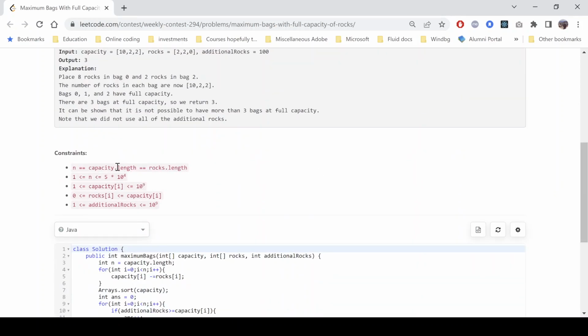The constraints say that obviously the capacity length and the rocks length will be the same, because they denote the same number of bags, which can be up to 5 into 10 raised to power 4, and the capacity of I can go up to 10 raised to the power 9. The number of rocks can be from 0 to just equal to the capacity of I, and the number of additional rocks that we can have is 10 raised to the power 9. So yeah, these are the constraints.